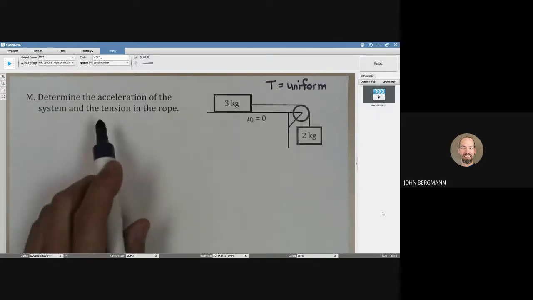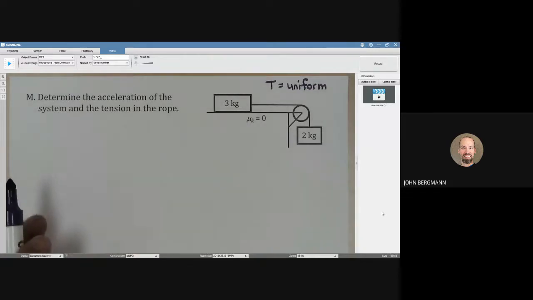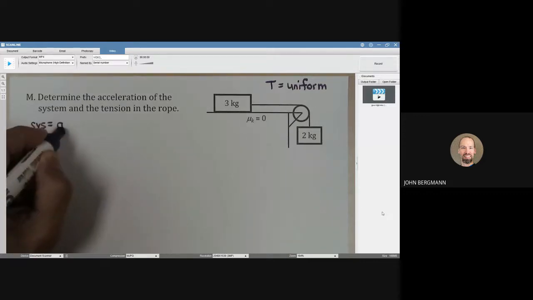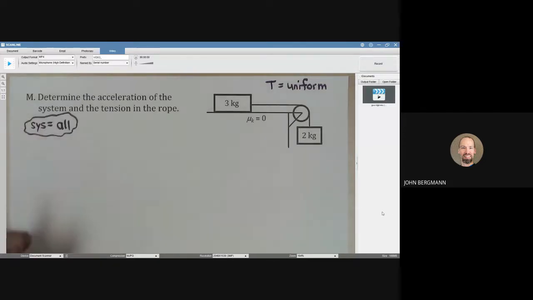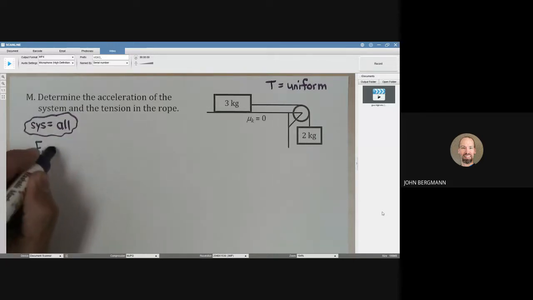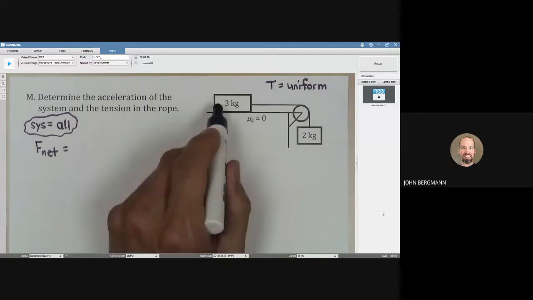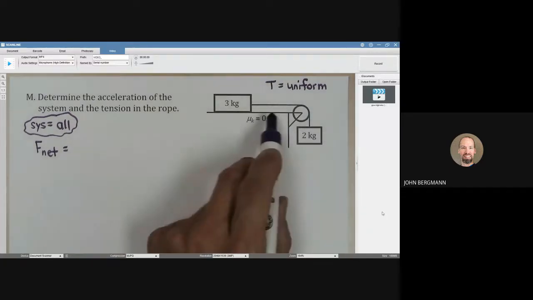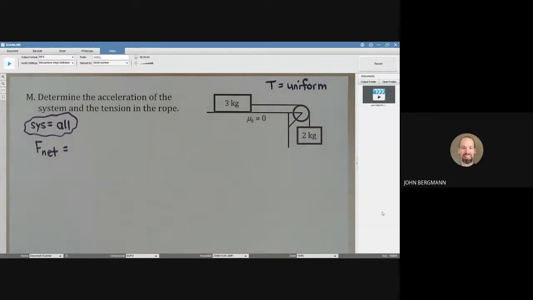So we want to determine the acceleration of the system and the tension in the rope. All right, let's say that the system is all of this. If the system is the whole thing, what's the net force on this system? If this whole thing is the system, the tension cannot be considered because the tension is an internal force. So we're not going to be able to find tension if we are considering the whole thing as the system.